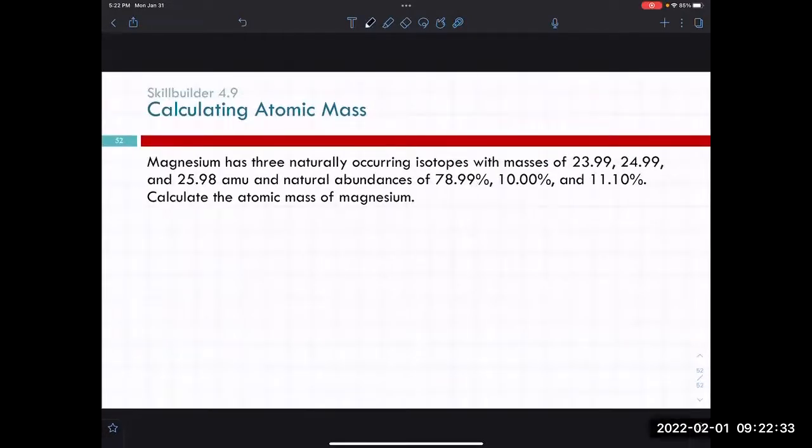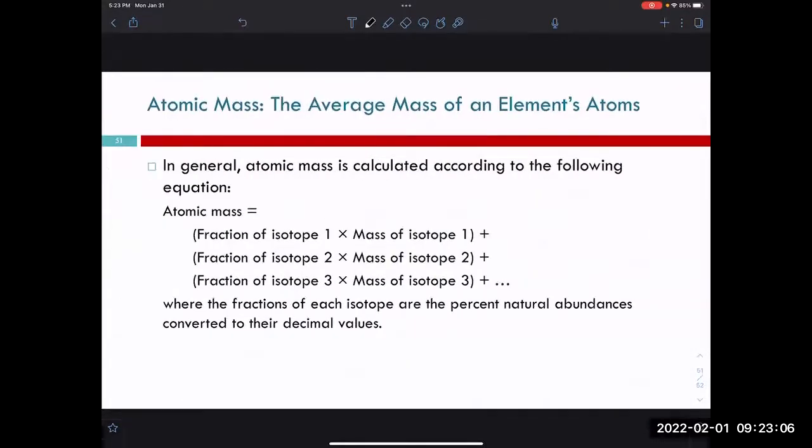So for magnesium, it has 3 naturally occurring isotopes with these masses given here. And natural abundances given here. And in a question like this, the first mass goes with the first percentage, the second mass goes with the second percentage, paired up like that. I'll probably just give you a table and say calculate the atomic mass. A little more straightforward. So we can set this up though, like this previous slide. So we've been given percentages, we've been given masses.